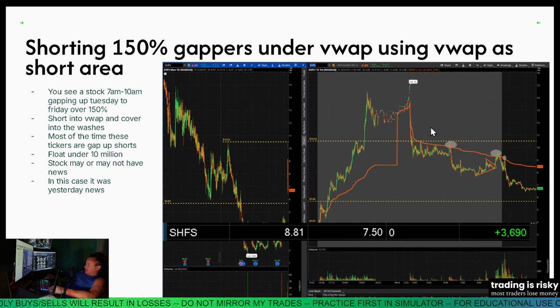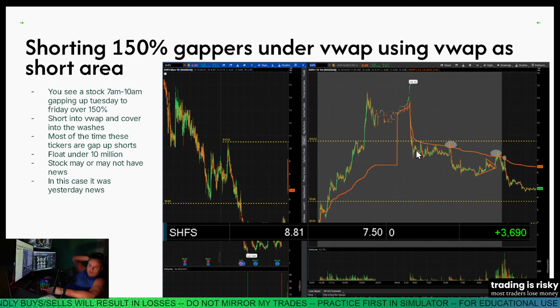very confused about this ticker. They kept asking me, should I buy it as it reclaims VWAP? And I looked at it multiple times. I'm like, no, this is a short into VWAP because it's gapping up more than 100%. And most of the day, after we made the move from 3 to 15, we rejected VWAP. You can see this is a short area. This is a short area. This is a short area.